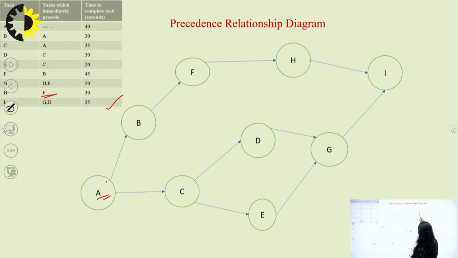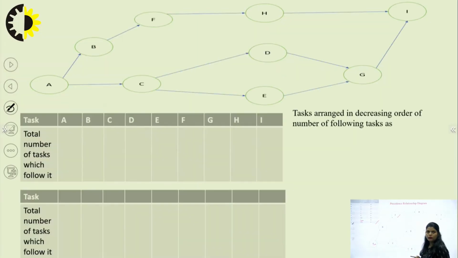F task is this one, F task is before H, and after that G and H are before I. So, using this table we can draw the precedence relationship diagram. This diagram is basically showing the relationship between different activities.